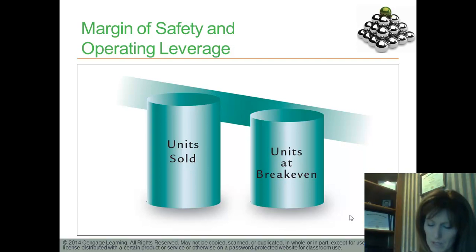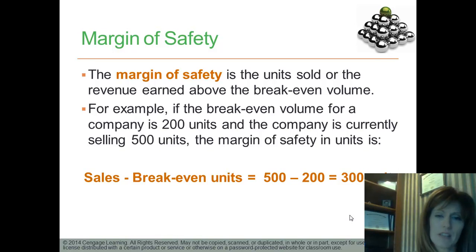All right, what we are going to talk about towards the end of the chapter is something called operating leverage and the margin of safety. What we have here is just a picture showing you the units sold versus the units break even. So what we're trying to do is compare those. Let's start with margin of safety. Margin of safety is a pretty simple concept. It just says, what buffer do I have? So if my break even is 200 units and I currently sell 500, then I have a buffer, or a margin of safety, of 300 units.